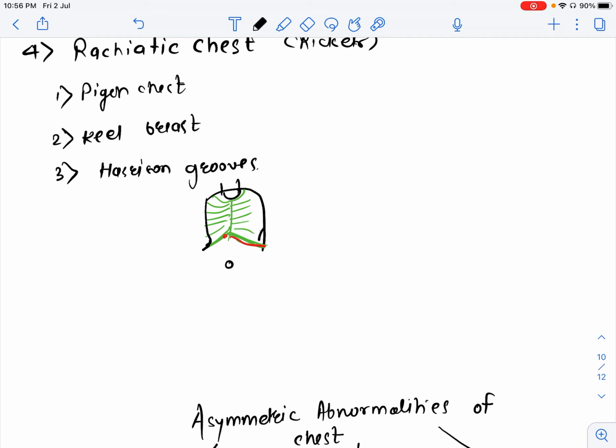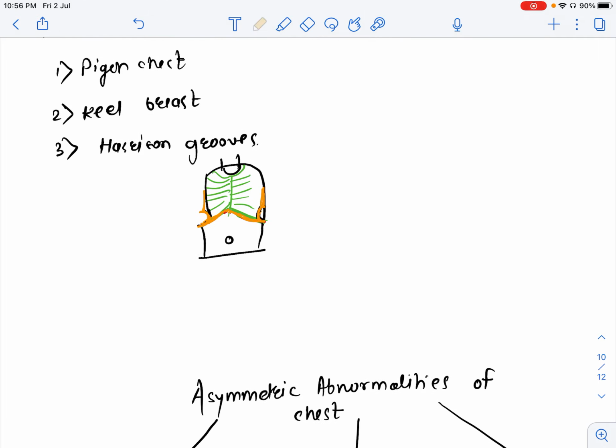So this part will be like this. The lower part down will be normal. So this will be a hollow transverse groove which runs along the costal margins and also gives an appearance of a constriction band along the lower part of the thorax. So this is a finding that we get in a patient of rickets.